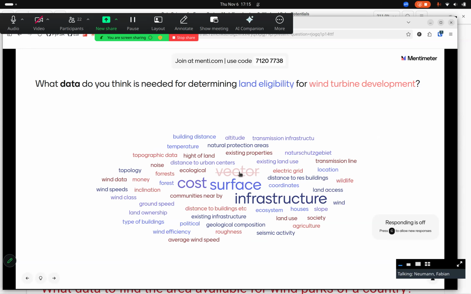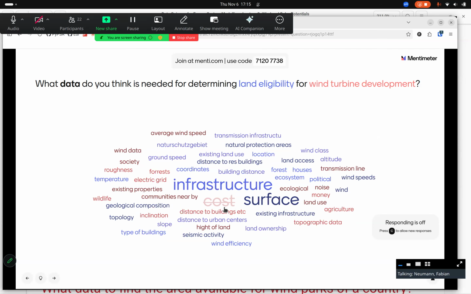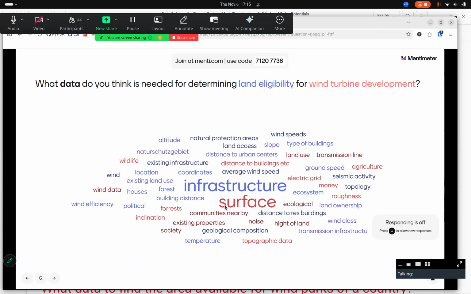Vector data is the type of data. Cost, as with wind speed, per se, doesn't tell you whether the land would be eligible. Maybe something like the cost of the land could play a role, but then you're already in the economic assessment of the wind turbine or wind park. And the land eligibility, first of all, is about the general suitability of the land.